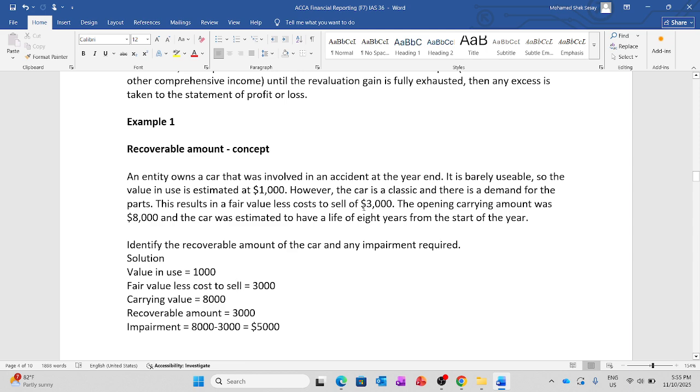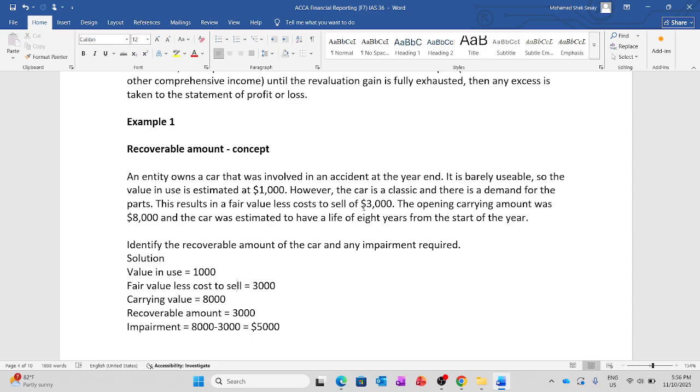So simple. We need to keep it short and simple, right? We need to compare for the recoverable amount. We need to compare the fair value less cost to sell and the value in use. So we are going to use the higher of the two as the recoverable amount. So the recoverable amount in this question will be the $3,000 because it is greater than the value in use.